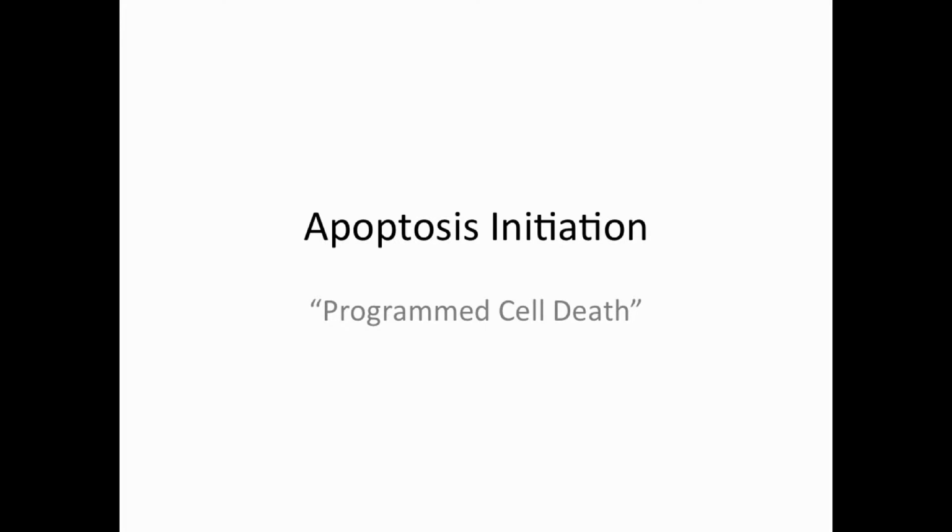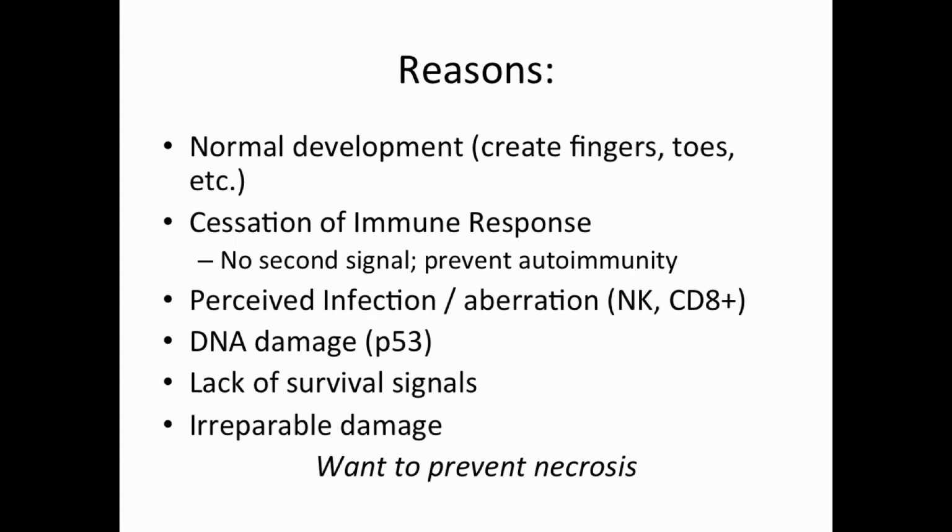Okay, let's go over in this video apoptosis initiation and how it works. So first, why do cells apoptose? Number one, embryogenesis. It's needed to create space between fingers, toes, etc. And once tissues aren't needed, they go away.